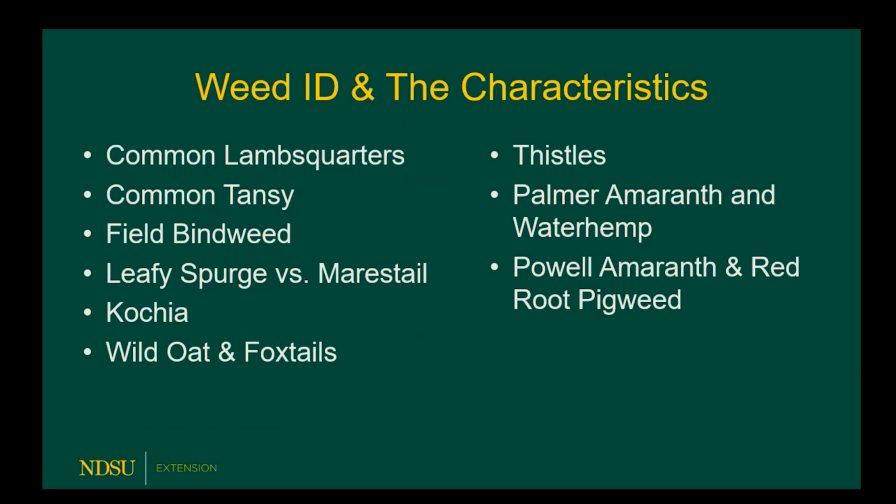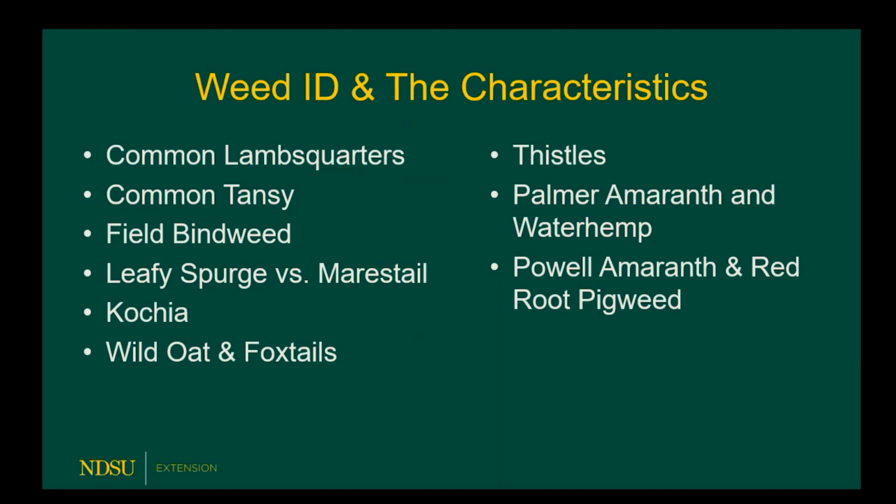And some of the weed ID characteristics that we'll go over today are common lamb's quarter, common tansy, field bindweed. Then we'll compare a little bit of leafy spurge, mare's tail, and kochia side by side, the foxtails, and wild oat. If we get time, we'll come back to the thistles. Those ones can be a little tricky. Palmer amaranth and waterhemp, and then Powell amaranth and redroot pigweed. Does anyone have any questions to start out with of why I chose these ones?